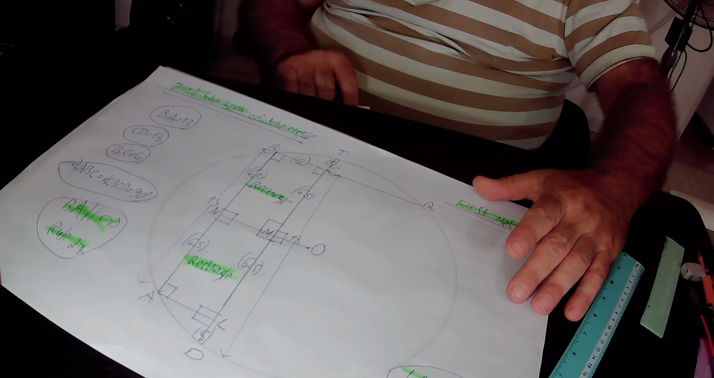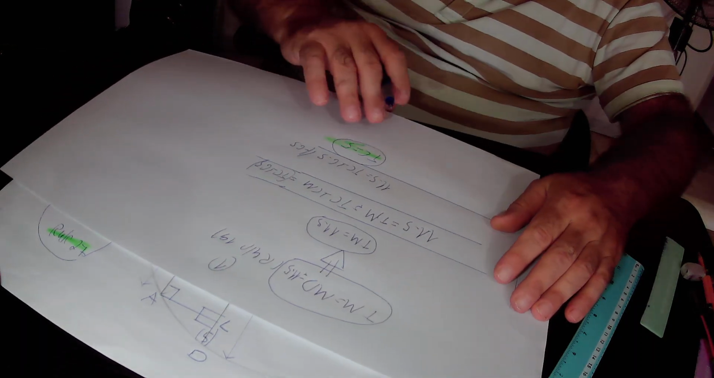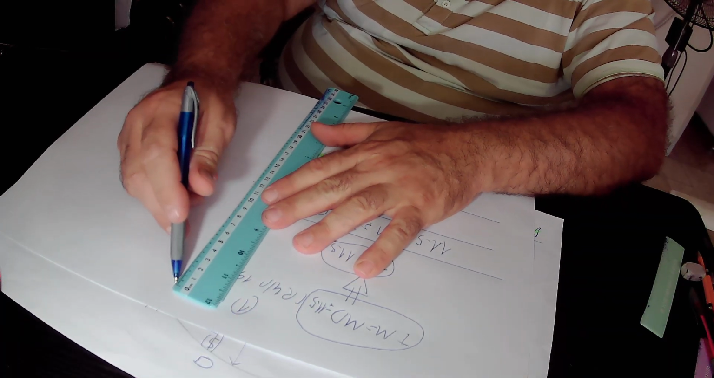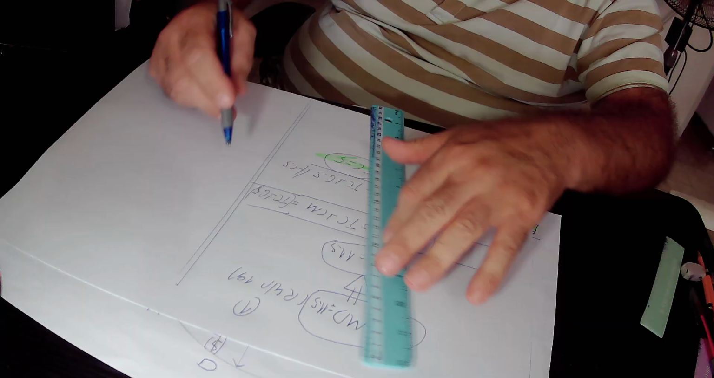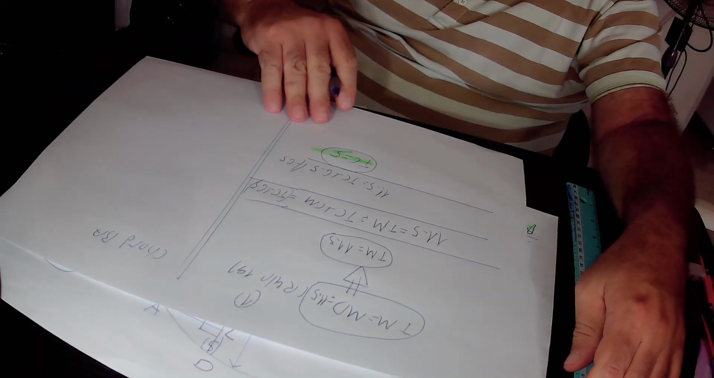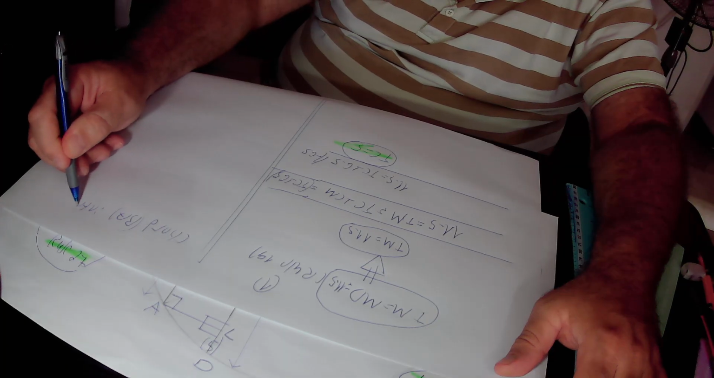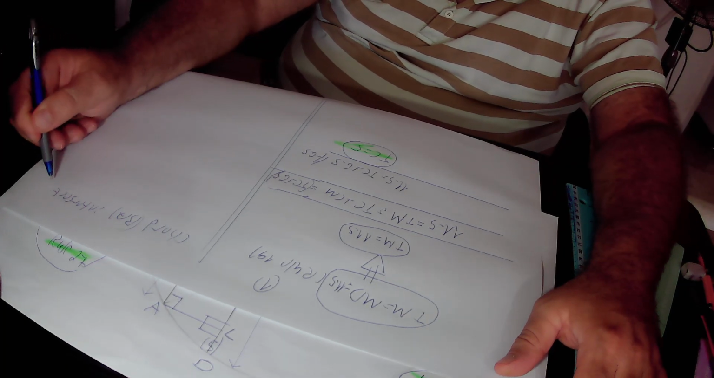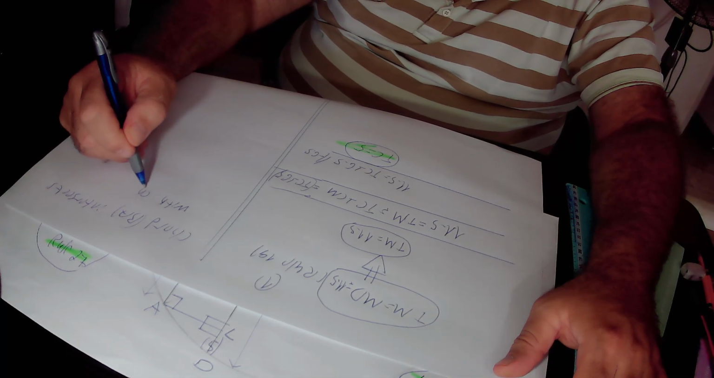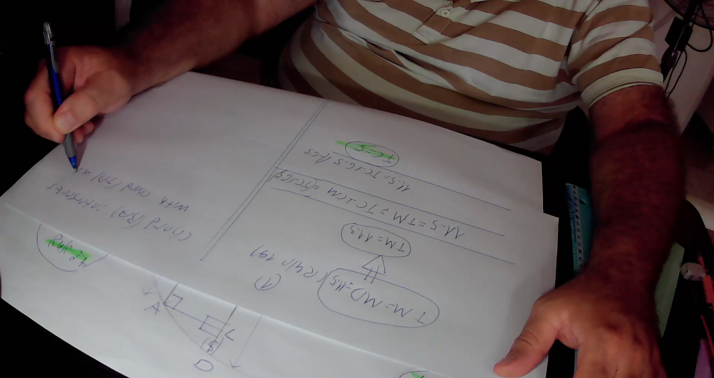So write it down. We actually found out that chord BQ intersects with chord TD at point C.